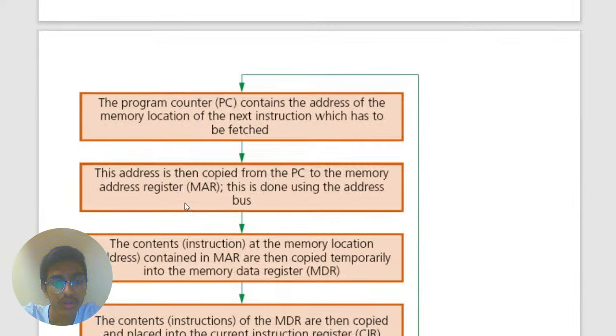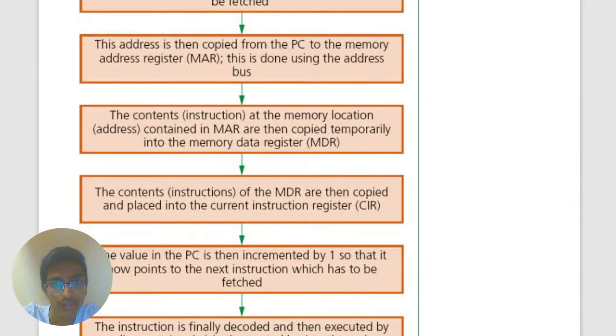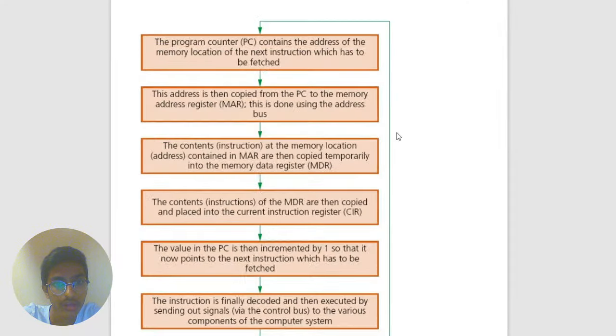Now I have made a video on this, but this is the main table that you need to know. This table right here is what you need to understand. The program counter, the PC, contains the address of the memory location for the next instruction to be fetched. The address is then copied from the PC to the memory address register, the MAR, and this is done by the address bus.